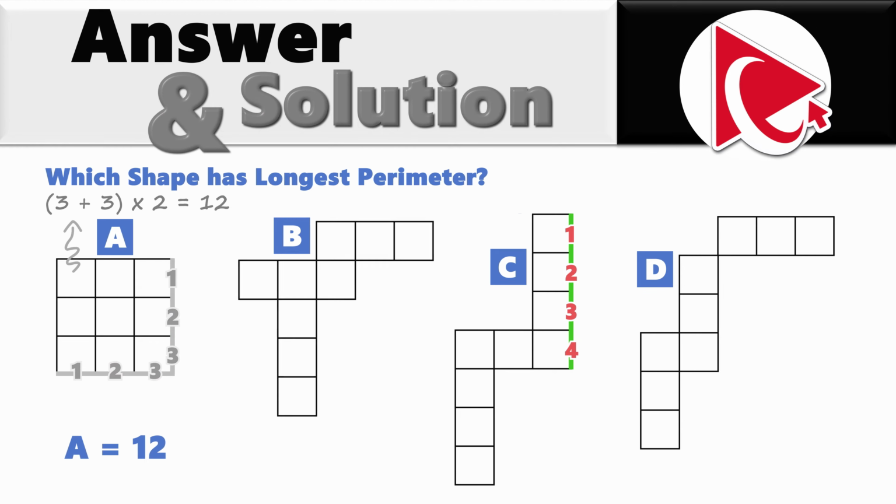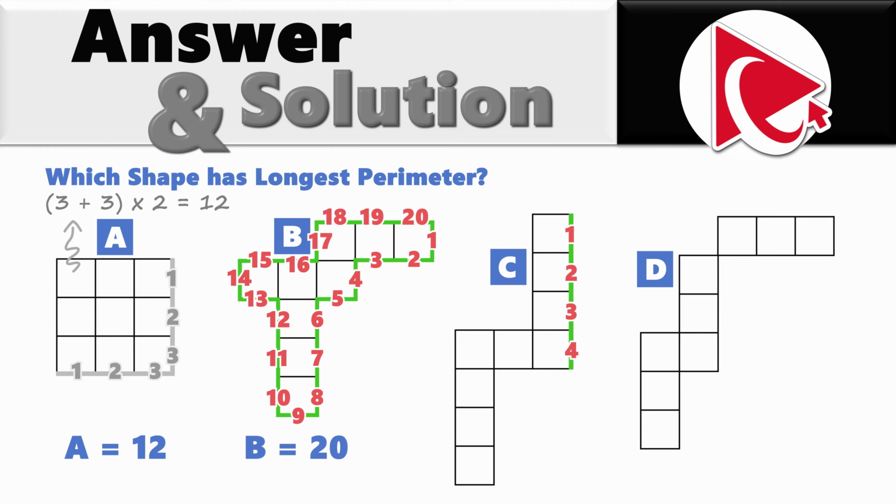Now let's look at shape B. Here we need to manually count the boundary squares. Let's do it together. 1, 2, 3, 4, 5, 6, 7, 8, 9, 10, 11, 12, 13, 14, 15, 16, 17, 19, and 20. So perimeter for shape B consists of 20 units.